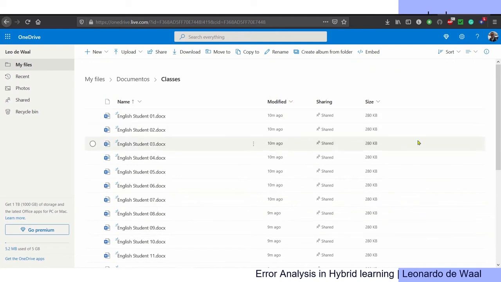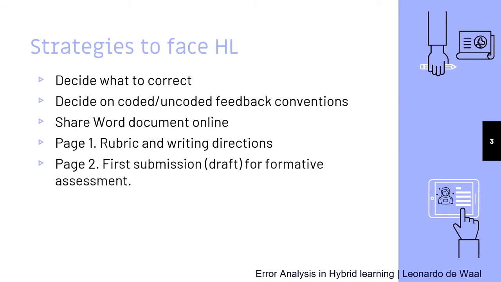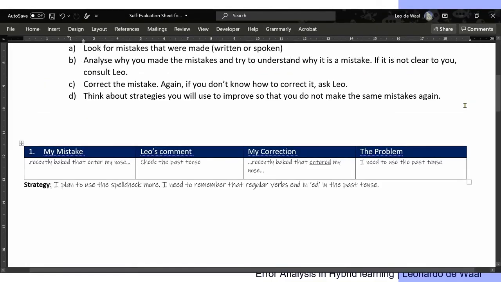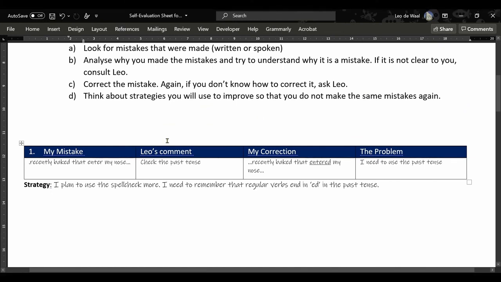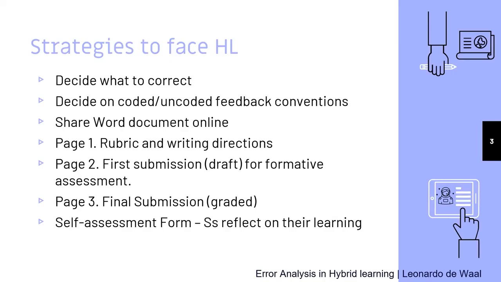So the first page of this document could have the rubric and the writing directions for the students. The second page could be left for the students to write the draft or the first submission of their text for formative assessment. The third page would be left for a final submission, which you would grade. And the last page could be a space allocated for a student's self-assessment form, where students can be given the chance to reflect about their personal learning based on the feedback that was given.